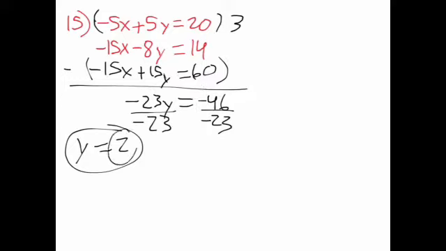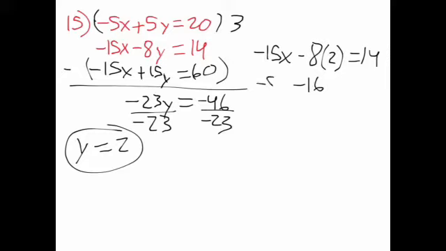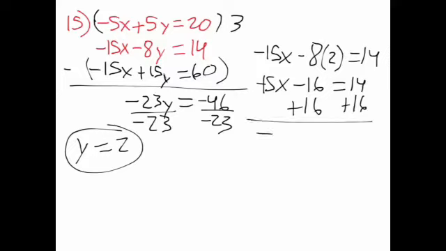So now that I have this, I can take this number and plug it into any of my equations. I'm going to plug it into this one just because I can. So I'll get negative 15x minus 8 times 2, and then on the right side I'll get 14. 8 times 2 is 16, so I've got to subtract 16 next to my negative 15x, still equals 14 on the right side. I'm going to add 16 to both sides, and you get things away from the x. You'll get negative 15x, and on the right side, you'll get 30.